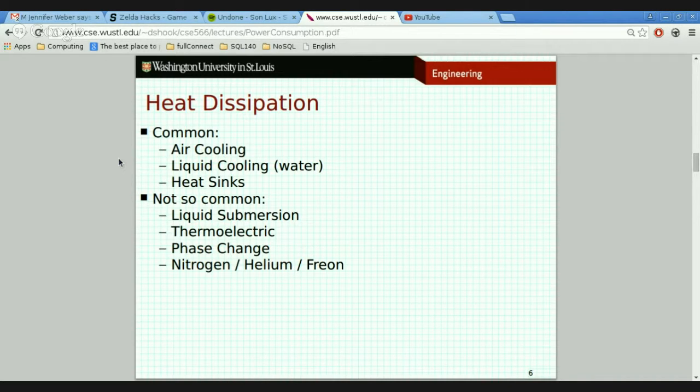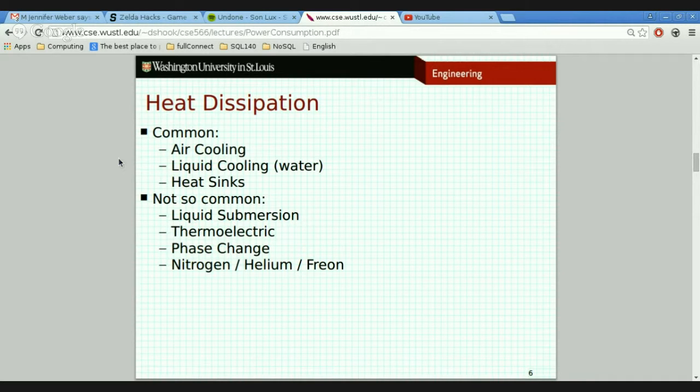And then heat sinks are also relatively common, typically glued directly to the chip to help dissipate heat. The idea behind a heat sink is that the chip has a relatively small surface area, but a heat sink expands that surface area significantly so that we can get more heat out of the chip faster than we could with the chip's original small surface area. So those are fairly common techniques for heat dissipation.